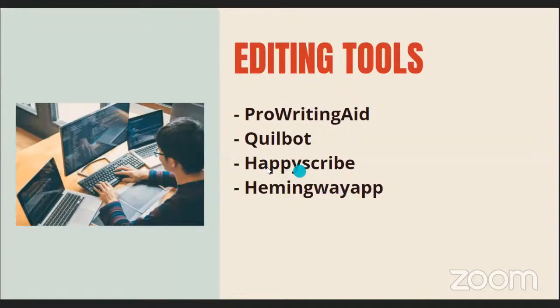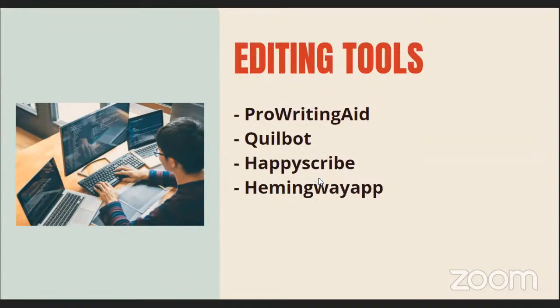Then Happy Scribe. Happy Scribe is a nice software. What Happy Scribe helps with is transcribing video. They can transcribe video or voice recordings. So I use that. Let's say you have a particular YouTube video you want to transcribe. Instead of listening to it and typing it as you go, you can use Happy Scribe. They have a free plan. They offer free 15 minutes of transcript.